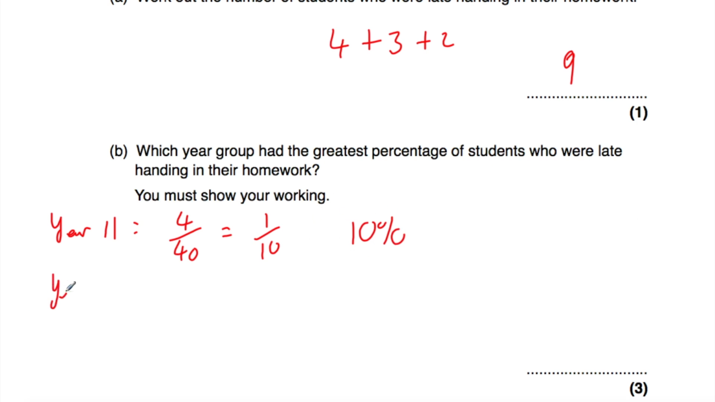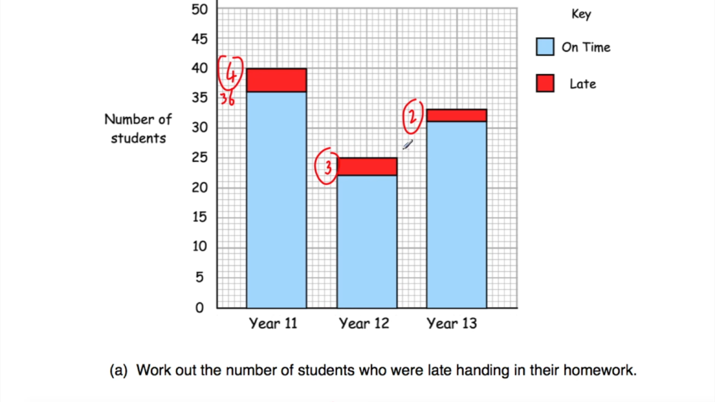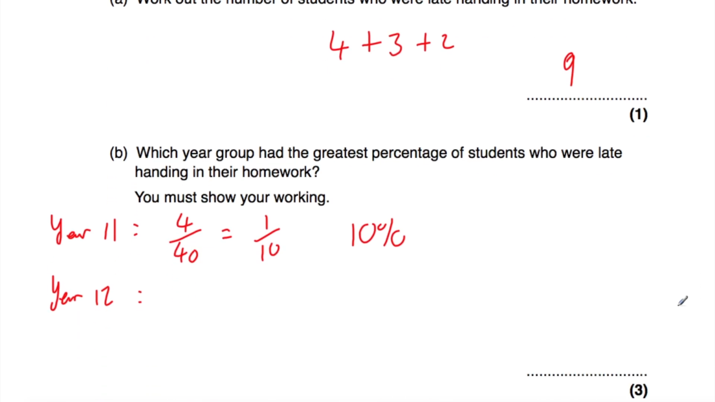Let's have a look at year 12. So for year 12, there's 25 students altogether and 3 were late. So that's 3/25. Let's write that down. Now we want to write this as a percentage. So I'm going to change this to 100 on the denominator. I'm going to multiply both of these numbers by 4. So I'm going to multiply the numerator by 4 and the denominator by 4.